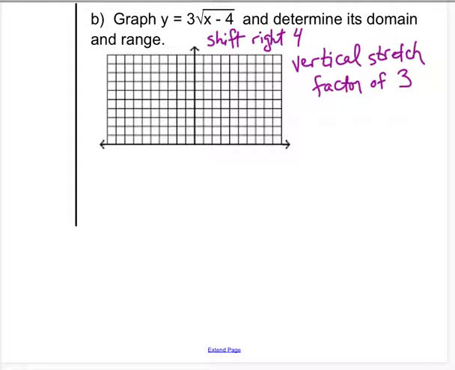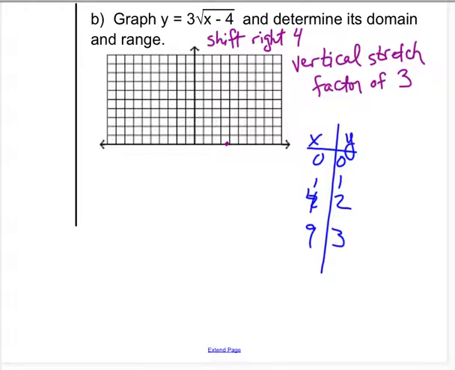Alright, so first of all, I'm going to think about that parent function and shift it right 4. So instead of 0, 0, I'm going to go right 4. And 0, of course, when you stretch it, stays 0. So then let me do this again real quick so you can remember what I'm looking at.